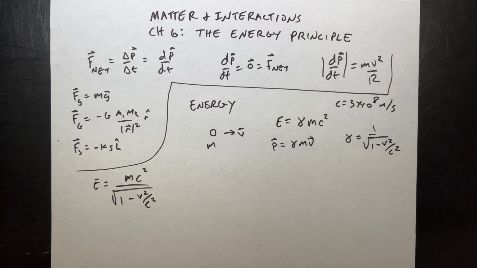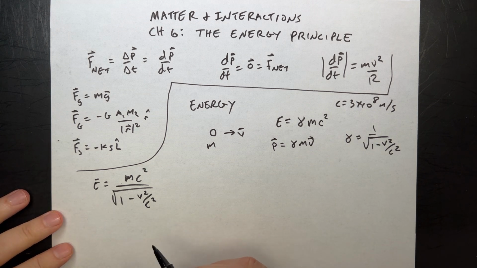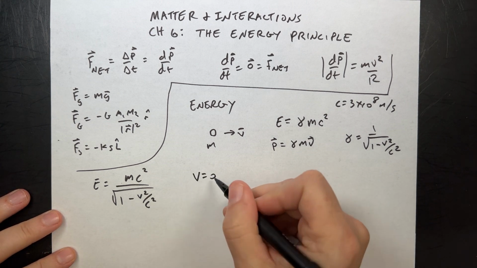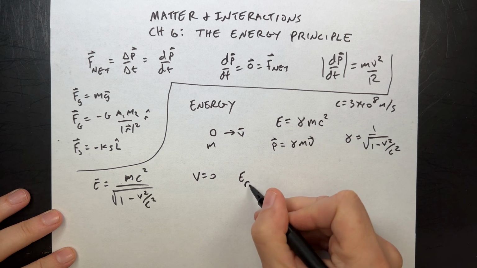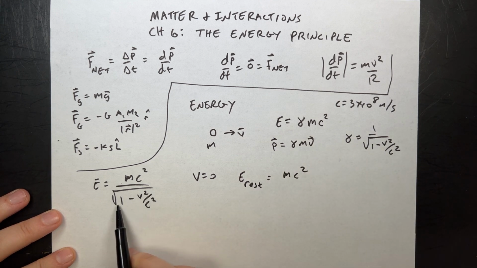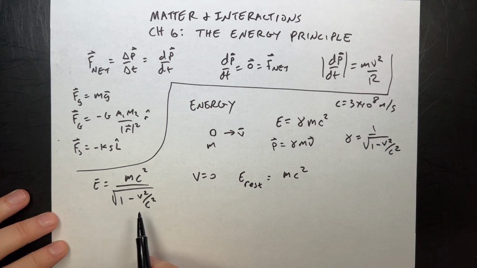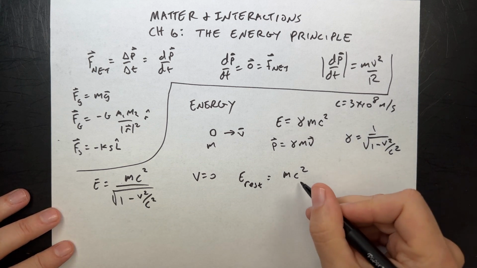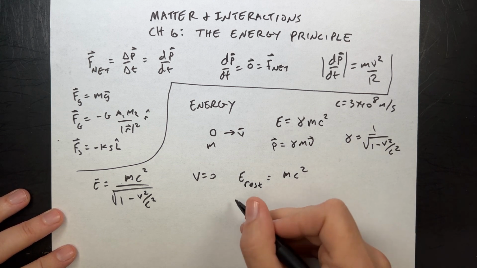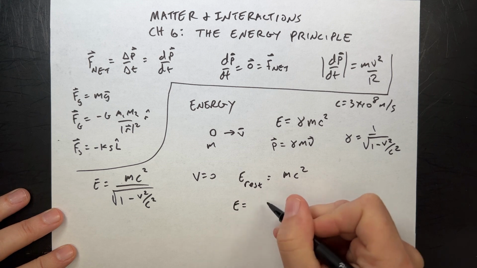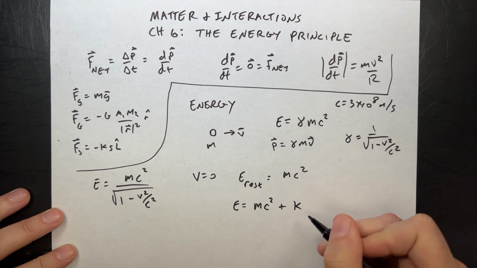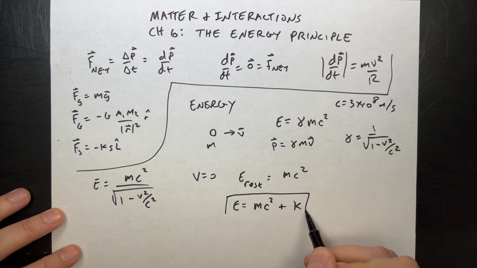Now, what if I have a particle at rest? This is kind of a big deal. If v equals 0, then E, which we'll call the rest energy, is equal to mc squared, because v is 0, so I get 1 minus 0, the square root of 1 is 1, so I get mc squared. We call this the rest energy, mc squared. And with that, I can write the energy of any particle as E equals mc squared, the rest energy, plus some other term, and we call that other term the kinetic energy.